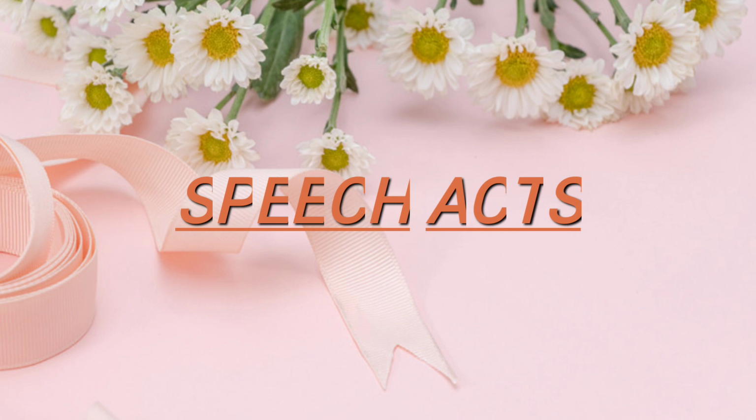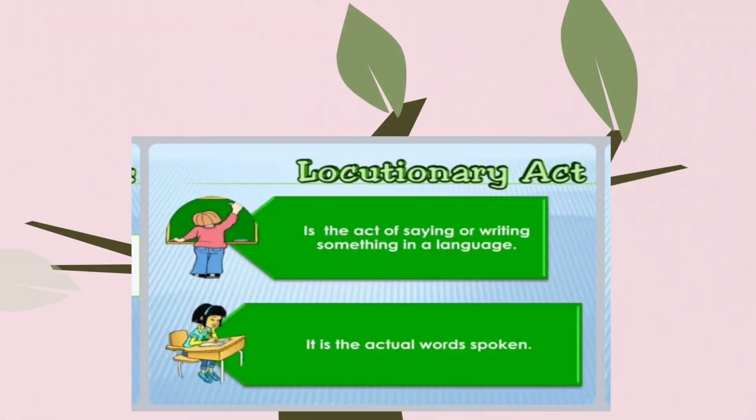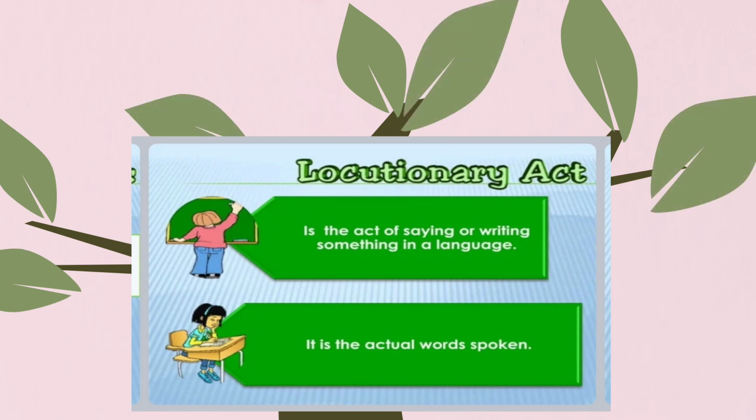So let's proceed with the classification of speech acts. First, we have locutionary acts. A locutionary act is the act of saying or writing something in a language. It is the actual words spoken. For elaboration, this is the act of performing words into utterances that make sense in a language, with correct grammar and pronunciation. Locution is a form of expression, a phrase, an expression. Speech act theory broadly explains these utterances by saying something, the locution, with a certain meaning in the traditional sense.